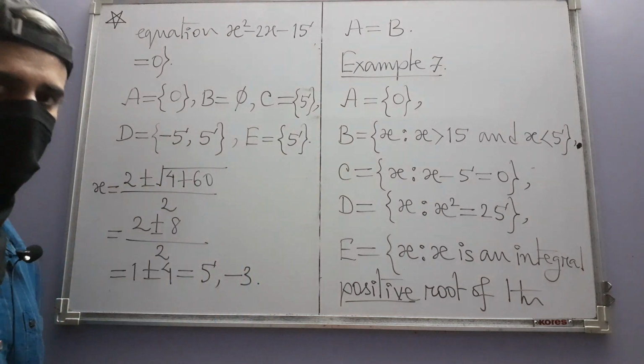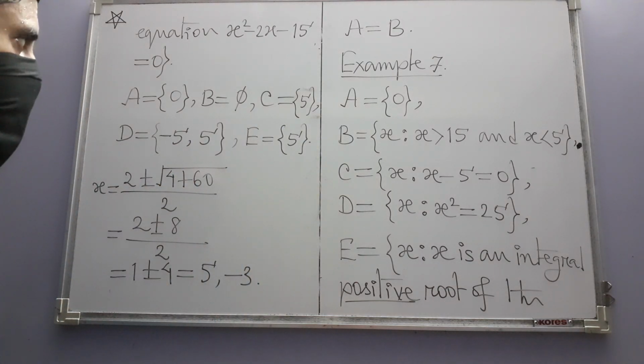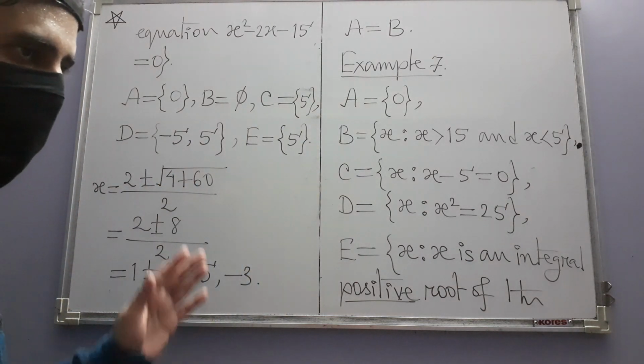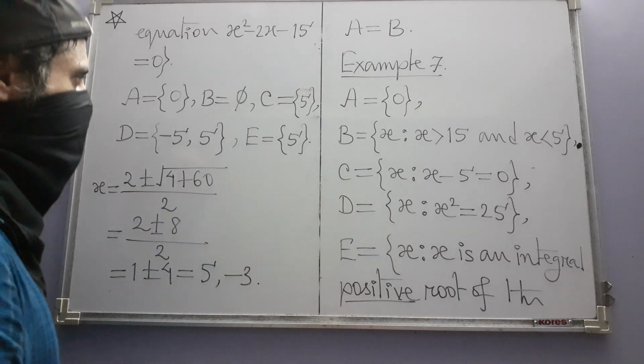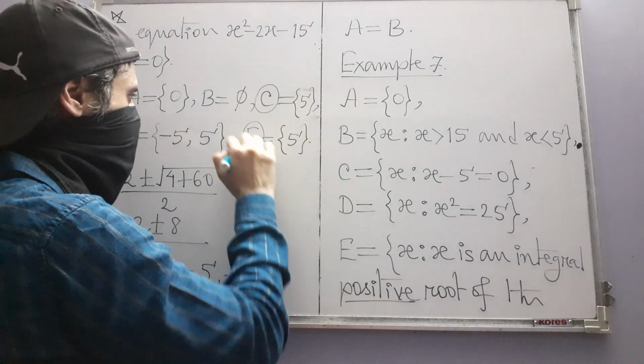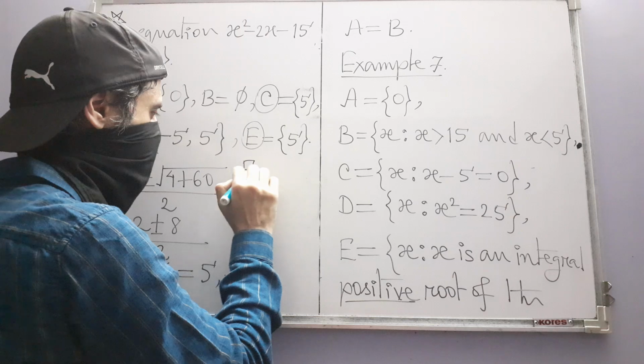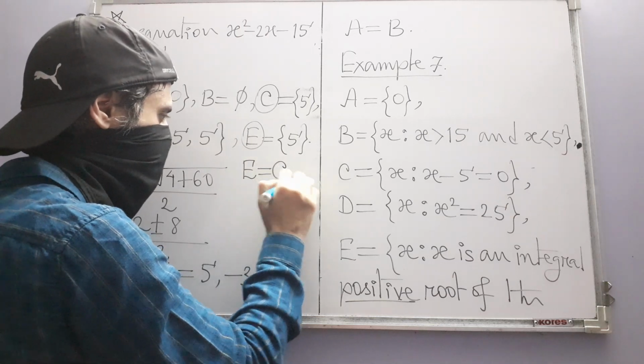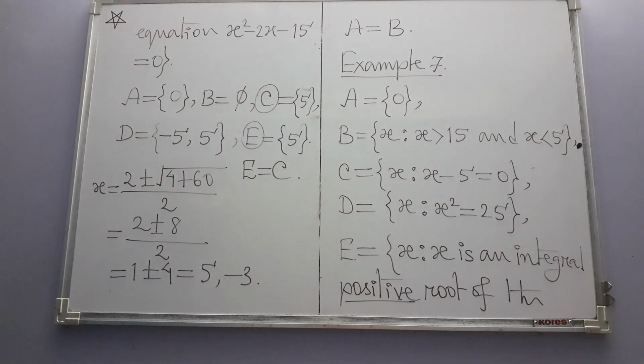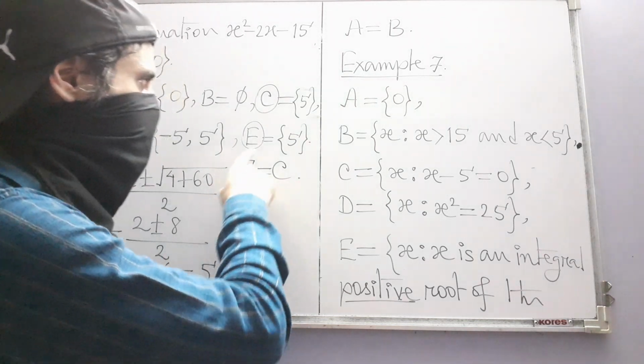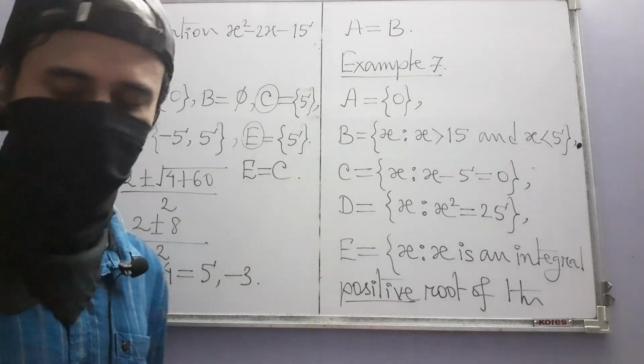This way it's easier to see which one of them are equal. They are all different from one another except C and E. So the only equality is this. Every other set is different from every other set. And in fact, C itself is also different from the others.